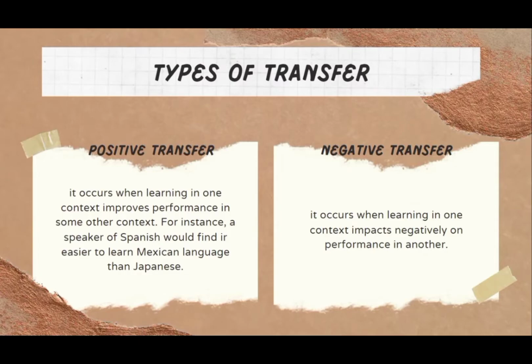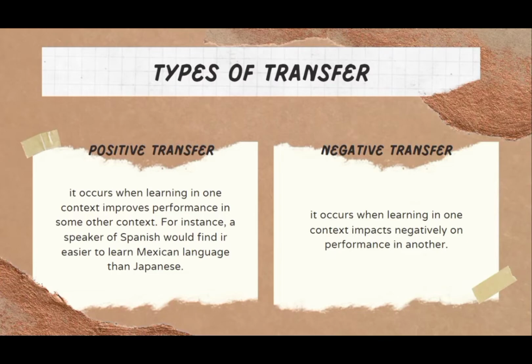First, positive transfer. It occurs when learning in one context improves performance in some other context. For instance, a speaker of Spanish would find it easier to learn the Mexican language than Japanese.